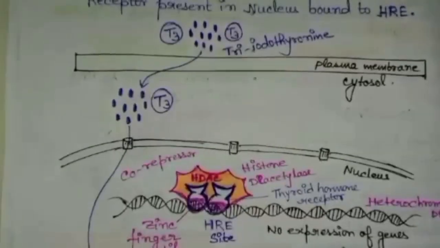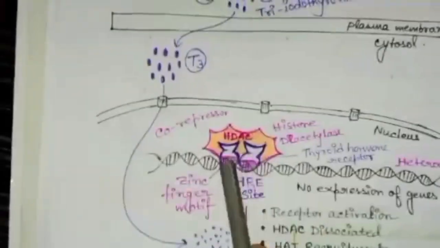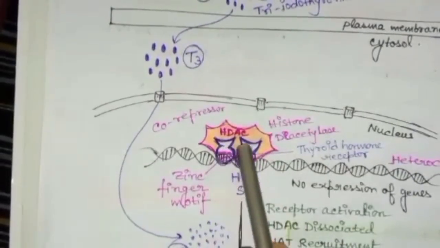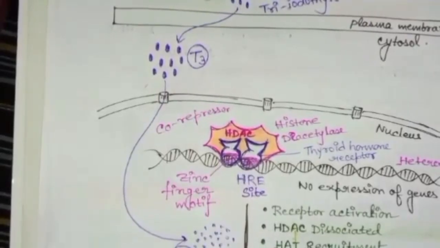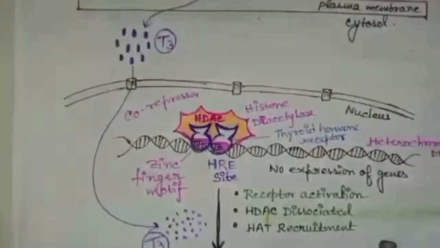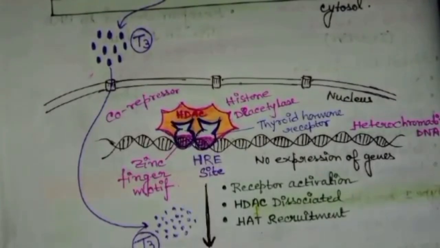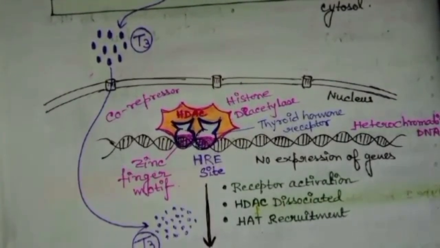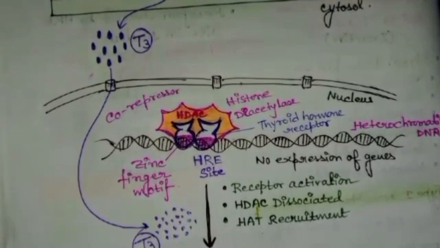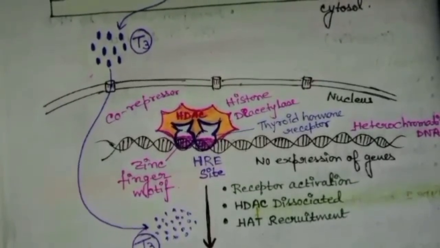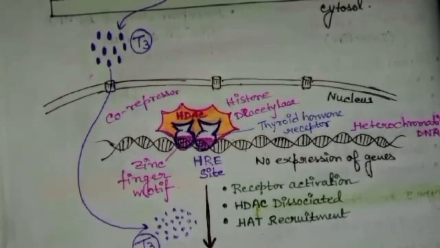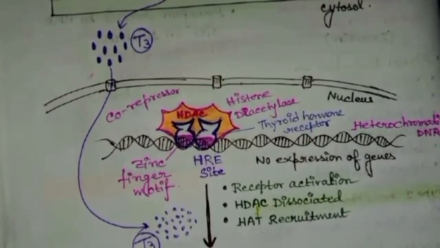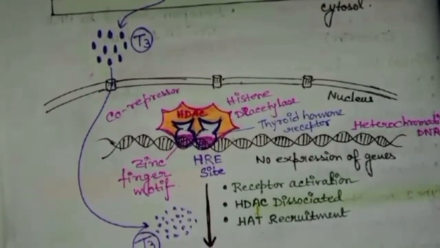Here you can see that the receptors are bound with the co-repressor HDAC, that is histone deacetylase. Histone deacetylase is a co-repressor that represses the expression of genes. There you can see that no gene expression occurs, and the DNA is in a heterochromatin condition. As I told in the previous part, the DNA must be euchromatin for expression, but here the DNA is in the heterochromatin condition, that is, more condensed. So for expression we have to activate the receptor, and the HDAC co-repressor should be dissociated.